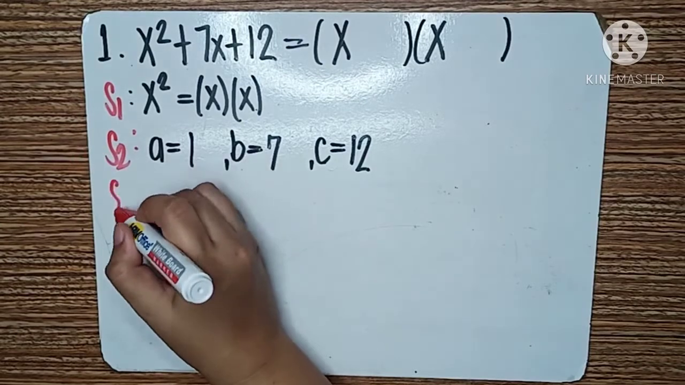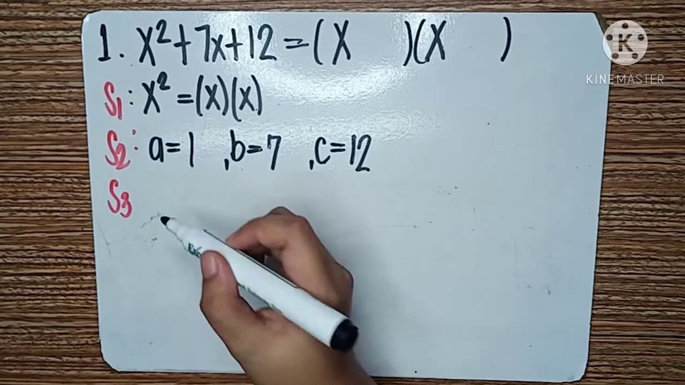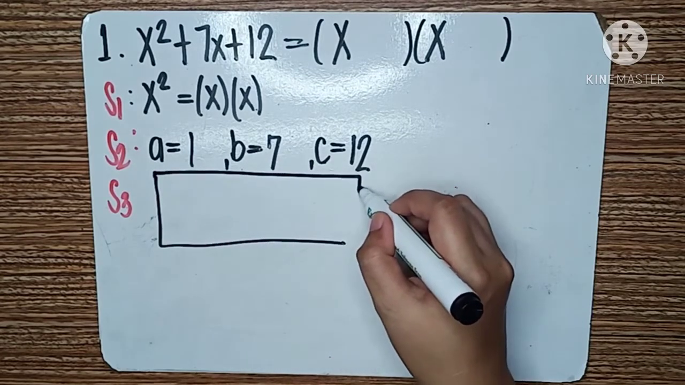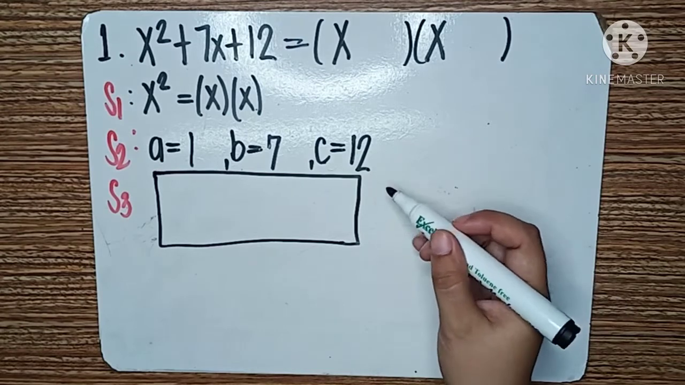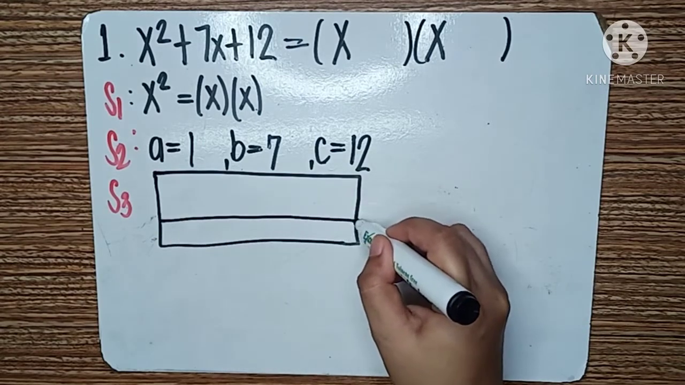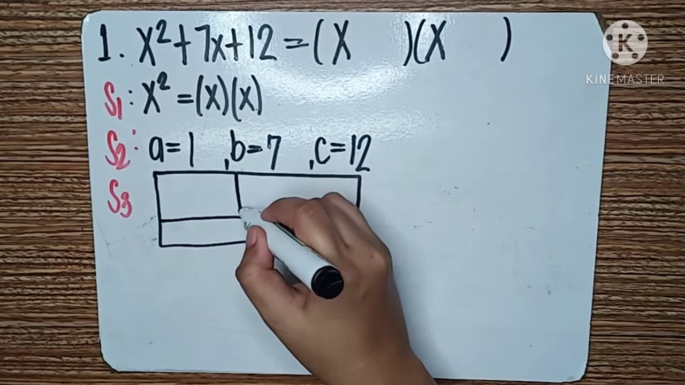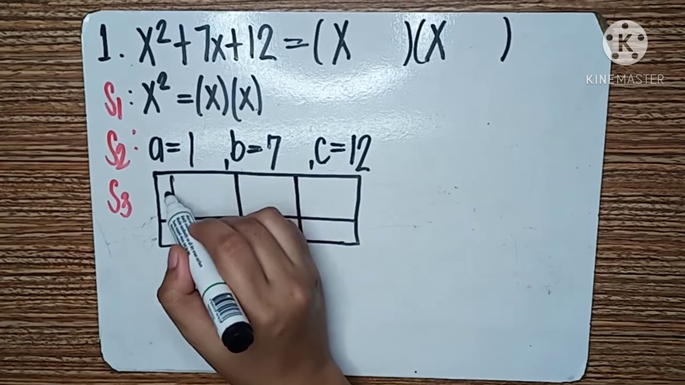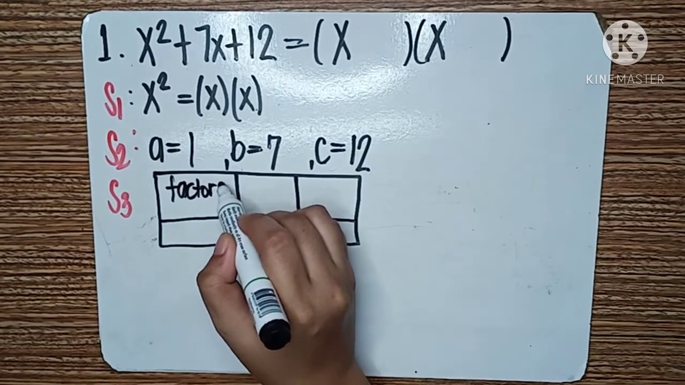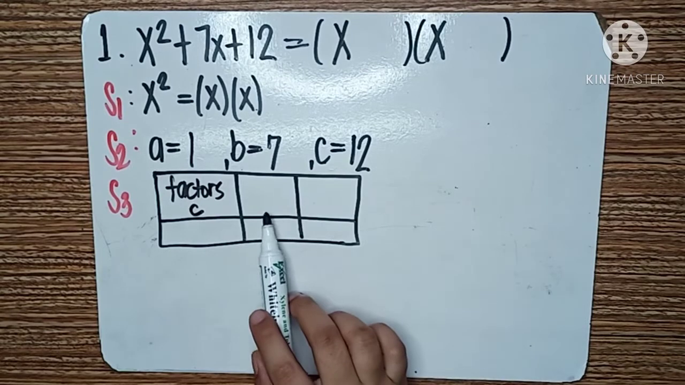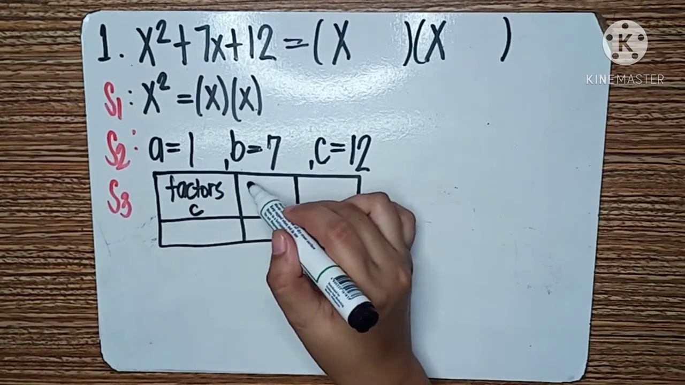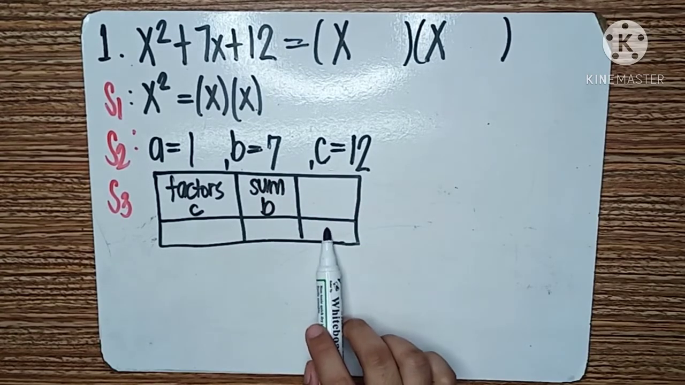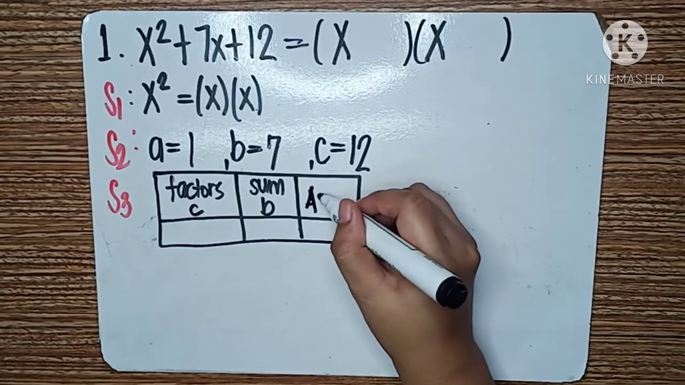Step 3. For step 3, we'll draw a box. This will make your life easier to solve. And for a clean solution, with 2 rows and 3 columns. For the first column, we'll write factors of c. For the second box, we'll write sum is b. And for the third box is our answer.